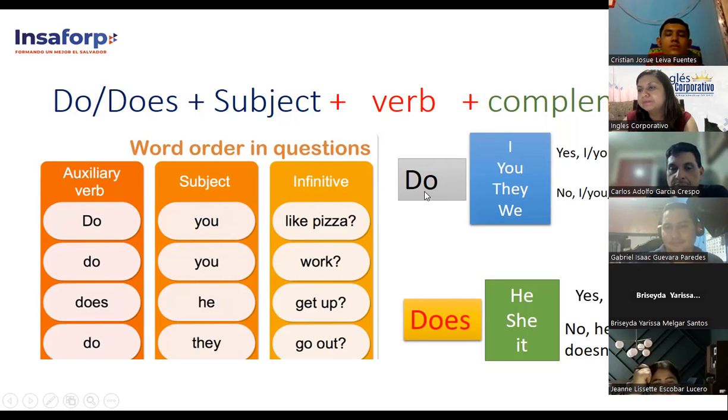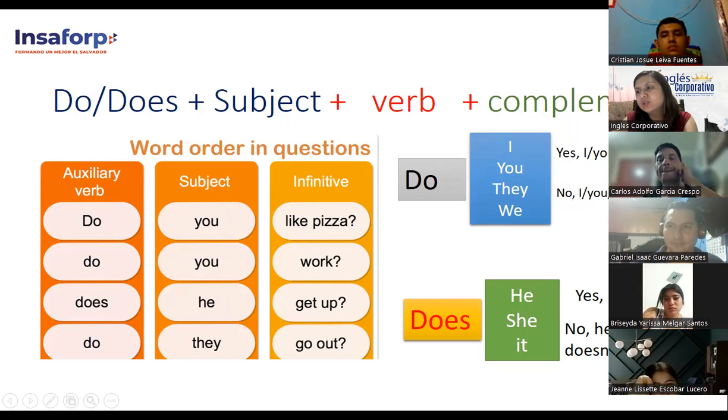And the answers, right? Remember, do is for I, you, they, and we. Do I, do you, do they, do we? And you know the answer: yes, the subject, and do. Or no, the subject, and don't. And does is only for the third person: he, she, and it. Does he, does she, does it? Yes, he, she, or it does. No, he, she, or it doesn't. Okay? Is it clear?